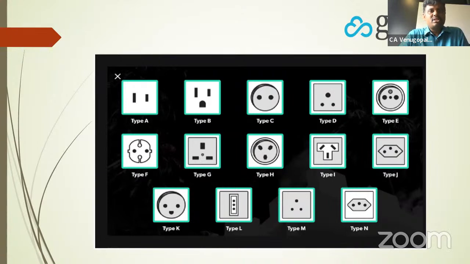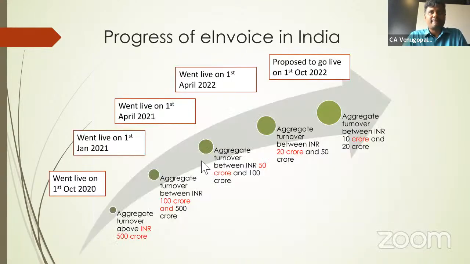The data which is stored in each software is different. Like what you are seeing is different types of sockets. Today, the iPhone charger doesn't fit a C pin. Like that, each software has its own type of pin plug. This is being eliminated by the introduction of e-invoice, and that is what we are aiming at.